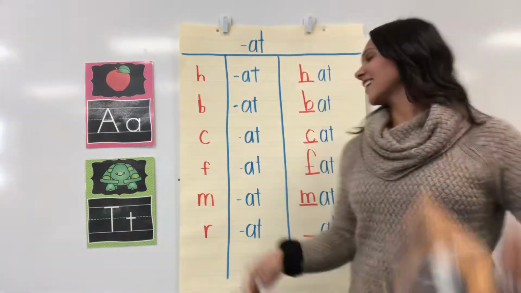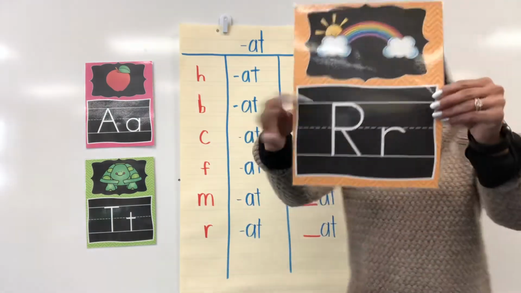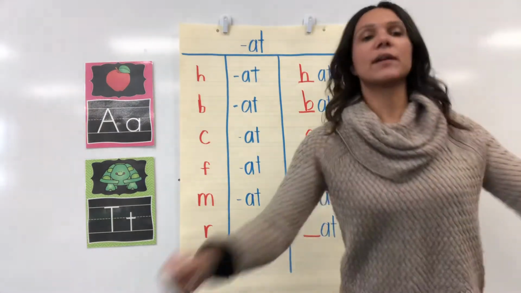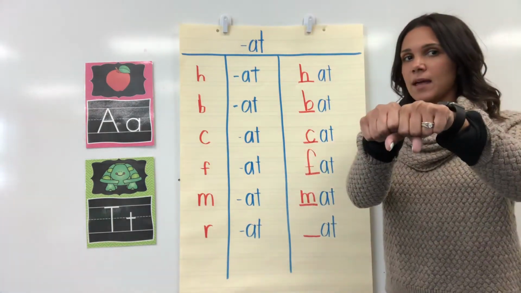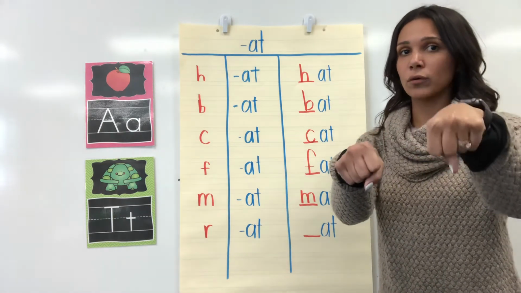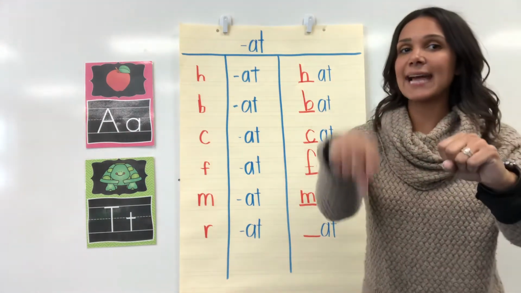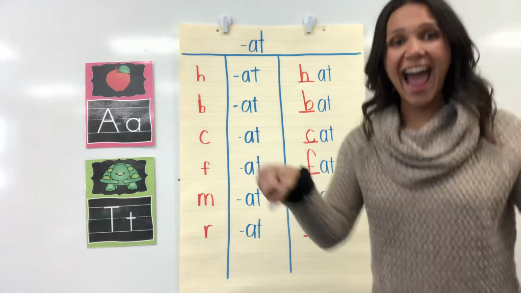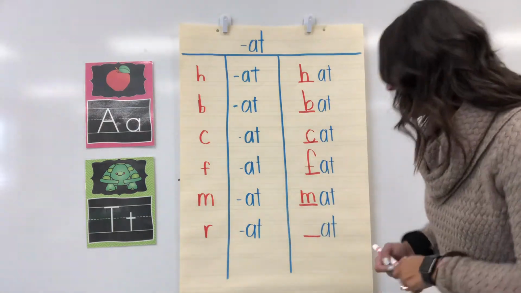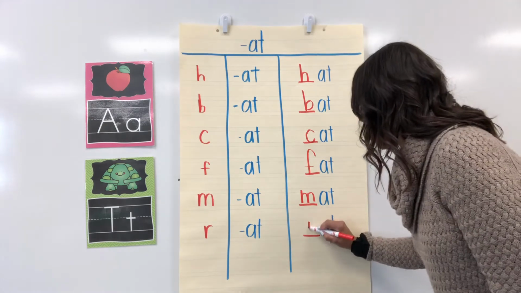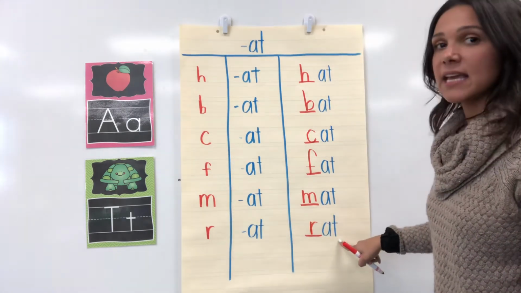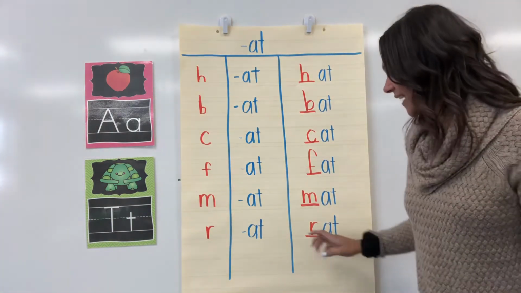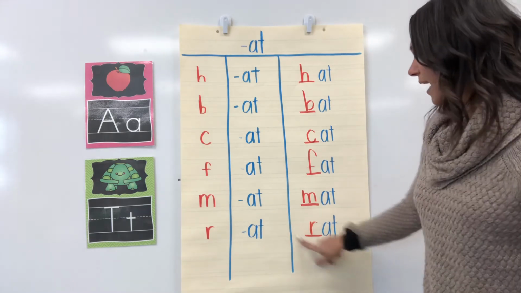All right, my next letter is letter R. I know that R makes the r, r, r sound. All right, put your fists together. Echo me. At, at, at. At, rat. Yes, awesome. So that tells me that R-A-T spells rat, rat, rat. All right, my friends, echo me. R-A-T spells rat, rat, rat.